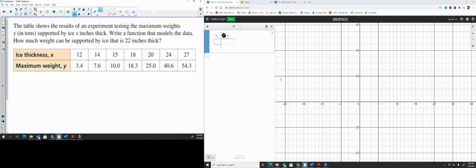This is going to be a really fast video. I'm just going to give you one example of how to use Desmos to model a quadratic equation.